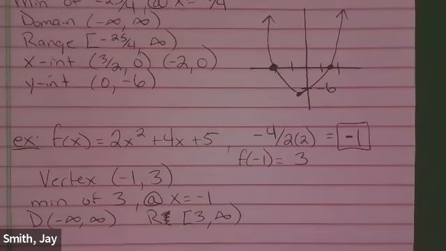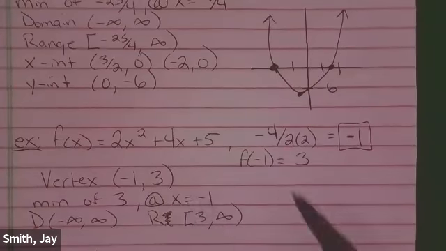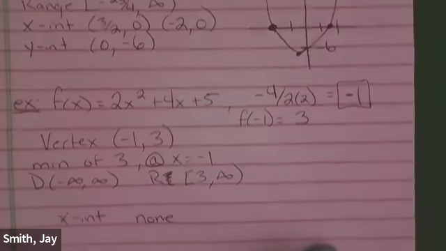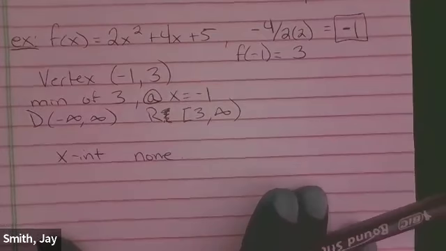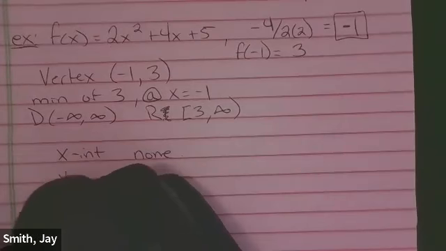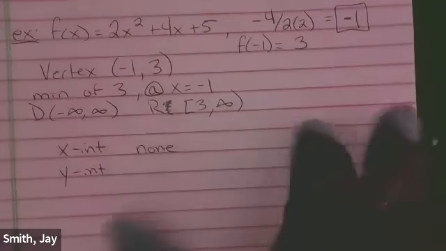We actually have no x-intercepts. The way that we can tell is if we were to use the calculator and plug in a equal to 2, b equal to 4, c equal to 5, you get imaginary solutions for your answers. So we have imaginary solutions when we're using the quadratic formula or our calculator. That means we don't have any x-intercepts. And we'll see why when we sketch the graph.